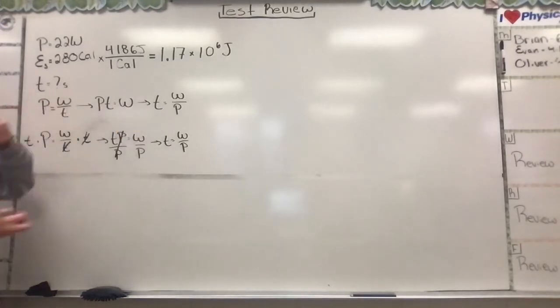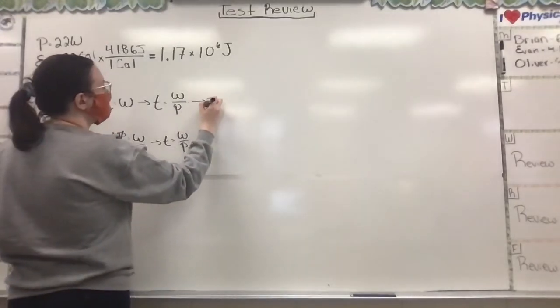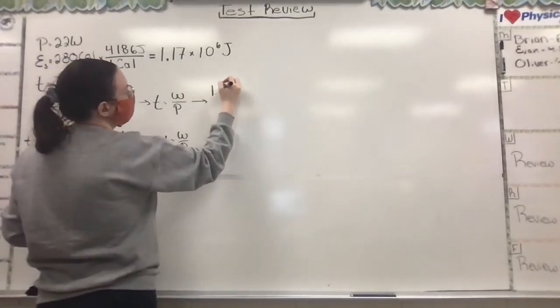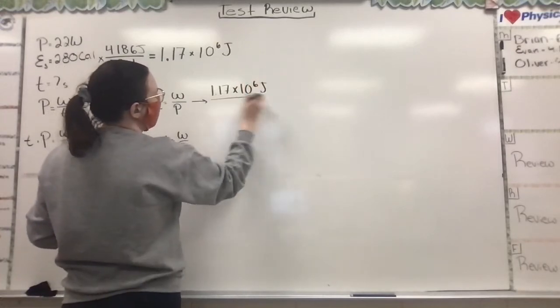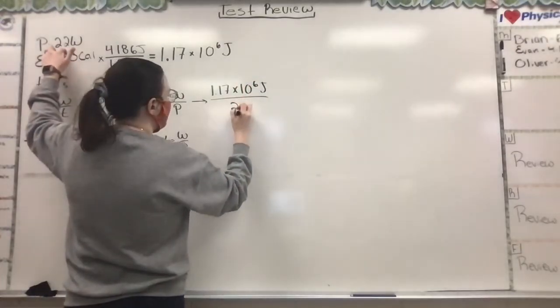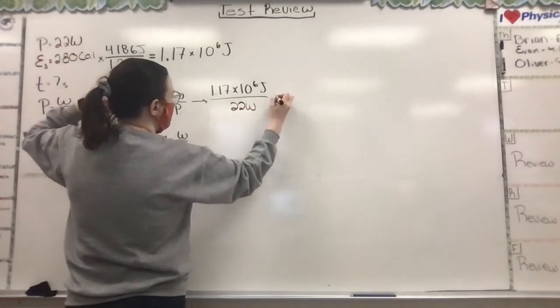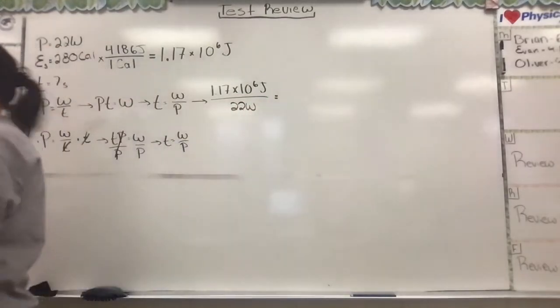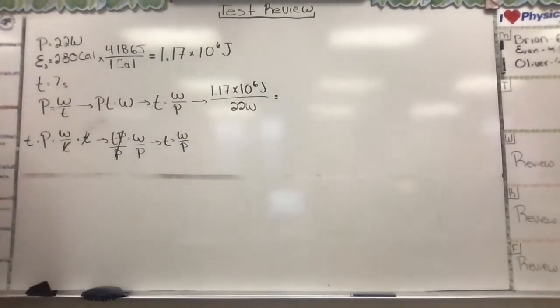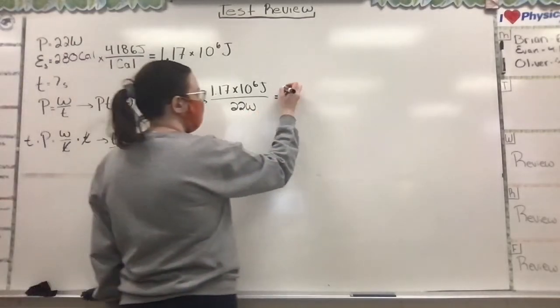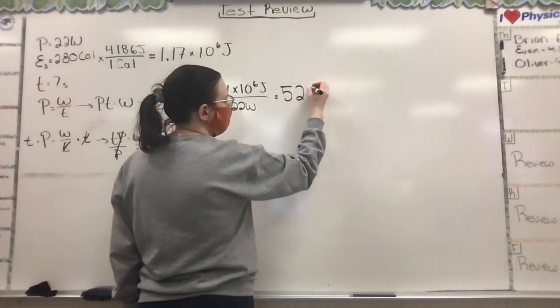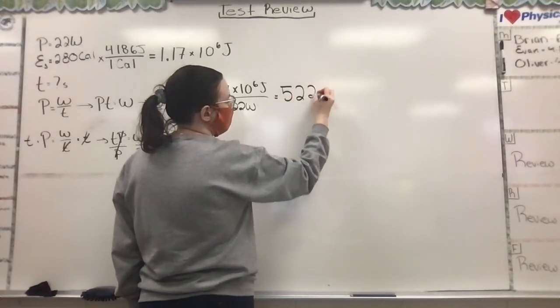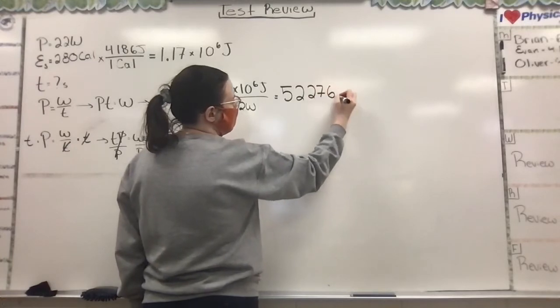Yeah, you sure? Okay, so we're going to take this work of 1.17 times 10 to the 6 joules and divide it by that power we were given of 22 watts. So what does that give us as the time? 53,276.36. So did you say 52,000 what? 276. 276? Or yeah, 53,000.